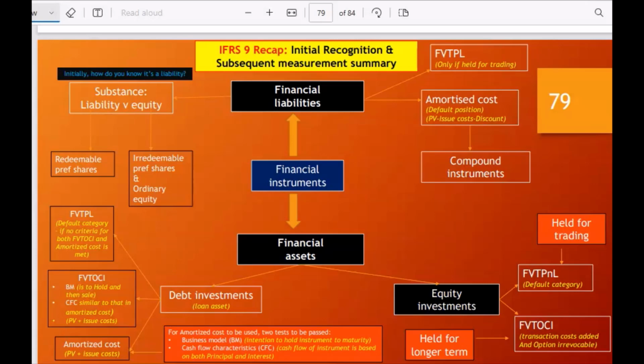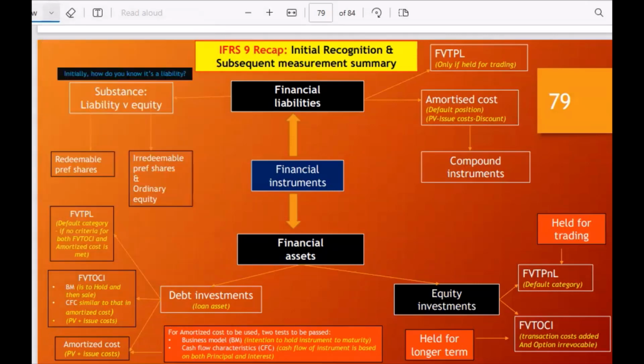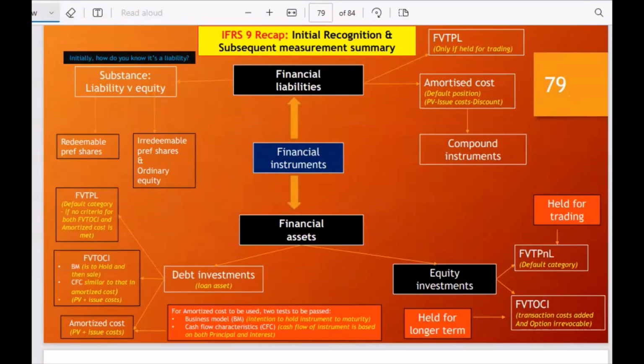I encourage you to make use of this diagram whenever you want to make decisions on how you are going to treat or account for this financial liability. In terms of IFRS 9, financial liabilities are by default measured at amortized cost. As you can see in this particular diagram, they are measured at amortized cost.